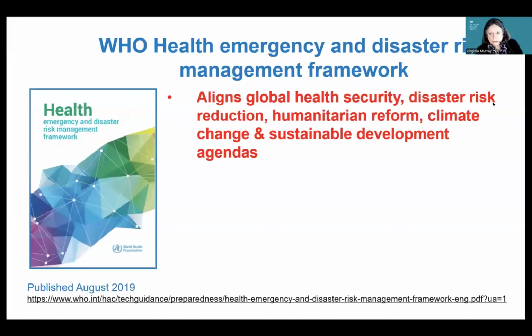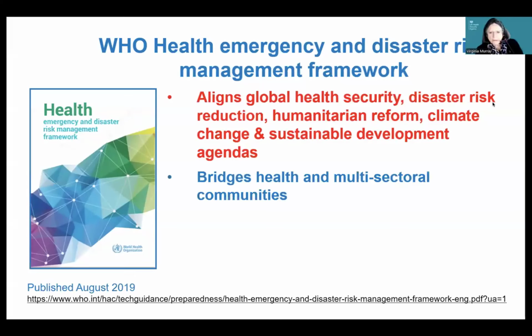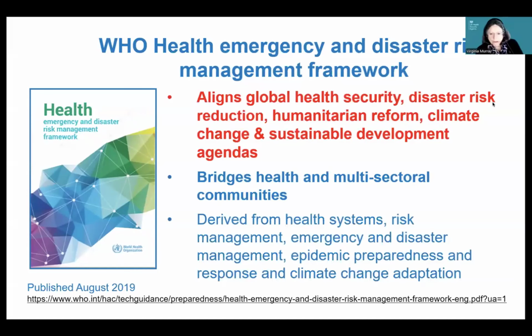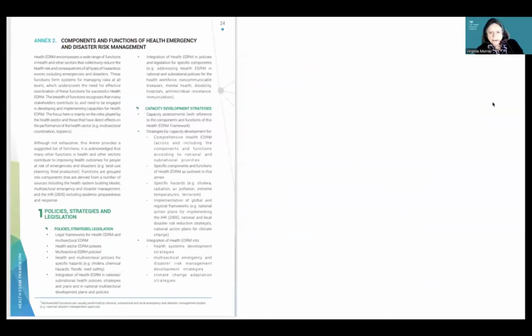It aligns global health security, disaster risk reduction, humanitarian reform, climate change, and the sustainable development agenda. And it bridges health and the multi-sectoral communities because all of us need to be involved. It's derived from things that we've been working on in many ways, but it hadn't been brought together until this lovely framework that was published in August 2019. It has a great Annex 2, which lists things that we have to do.